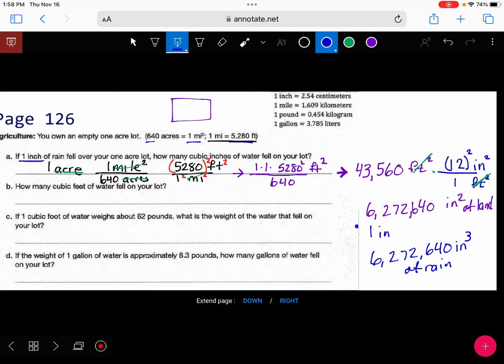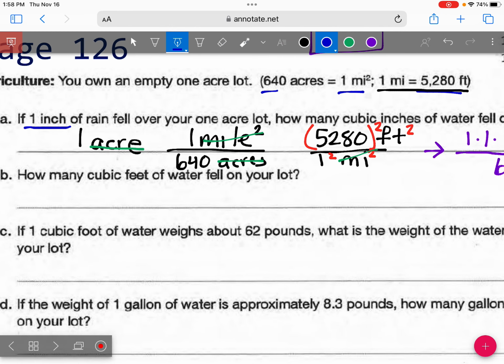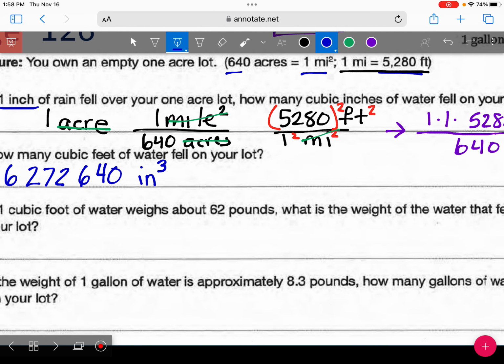So that's a lot of cubic inches of rain. Now in part B, they're going to start taking this back into the realm of sane numbers, because right now it's super gross. We have our 6,272,640 cubic inches of rain, and we're asked to find how many cubic feet. So we're going to go back the other way to convert our inches into feet.